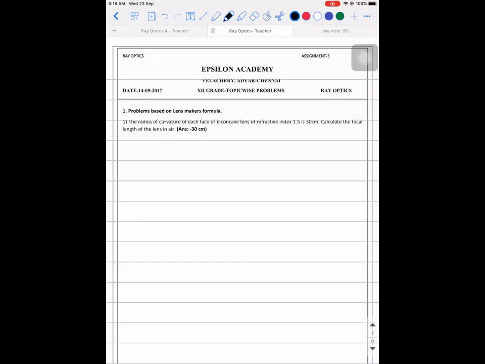So the question is, radius of curvature of each face of a biconcave lens of refractive index 1.5 is 30 centimeter. Calculate the focal length of the lens in air medium. So what have they given us? They have given us a biconcave lens, right? So it has the principal axis and all those things. First refracting surface, second refracting surface.